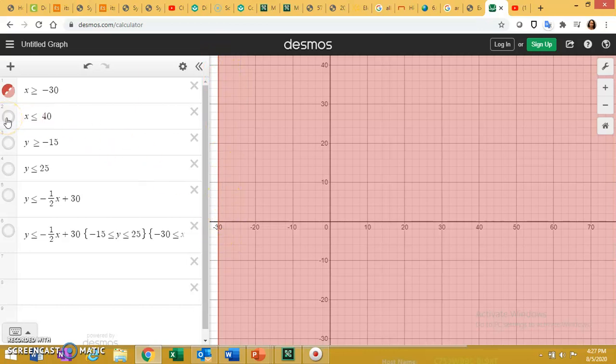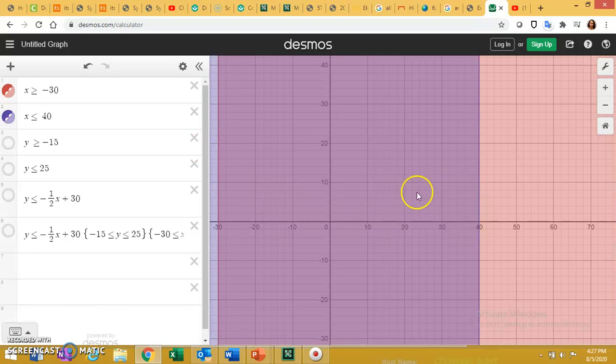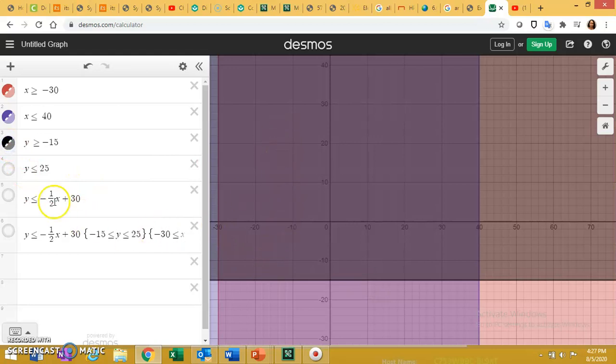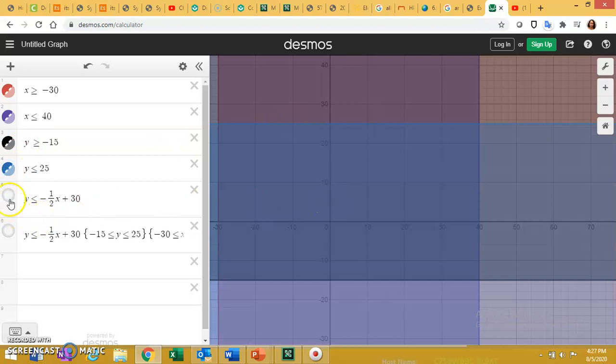X is less than or equal to 40, and so that's going to be over here, everything here. Then I have y greater than or equal to negative 15, so there's everything shaded up there. And y is less than or equal to 25, so starting here, everything down. And then we have our line that we created, which was y is less than or equal to negative 1/2 x plus 30. And so there's that line.